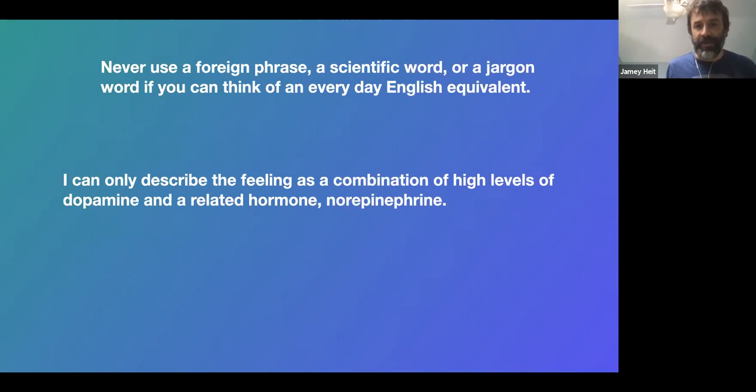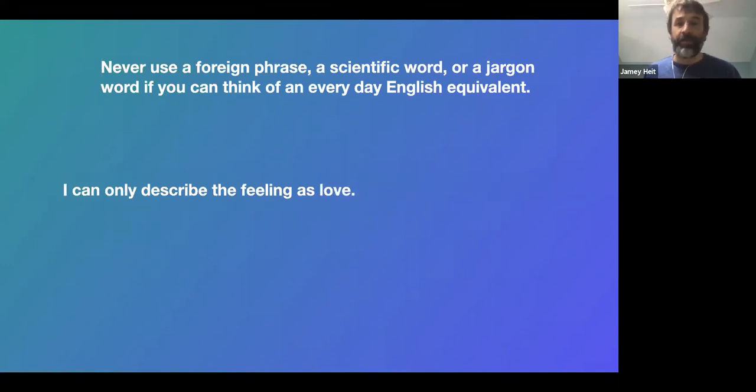And jargon, much like using complex words instead of short words, often will obscure the meaning of your sentence. This is a much better way to say the same thing. I can only describe the feeling as love. That is going to make sense to most people who read your paper. The previous example is probably going to leave most people scratching their heads. If you can use clear, concise, basic language instead of jargon, you should do so.